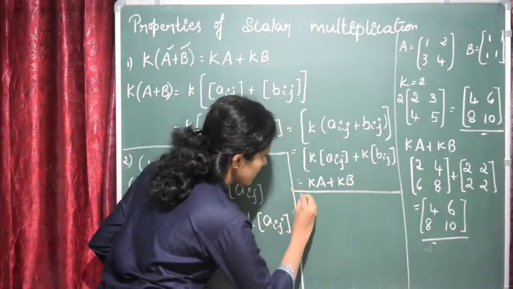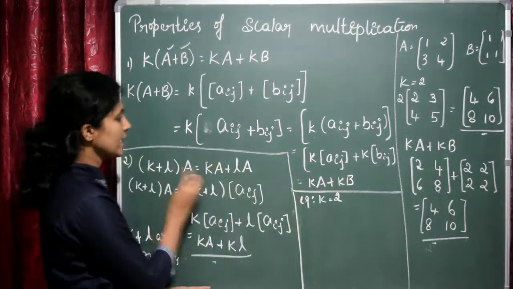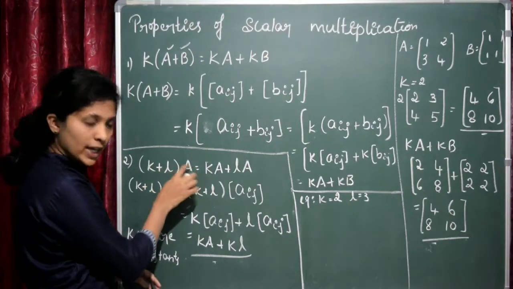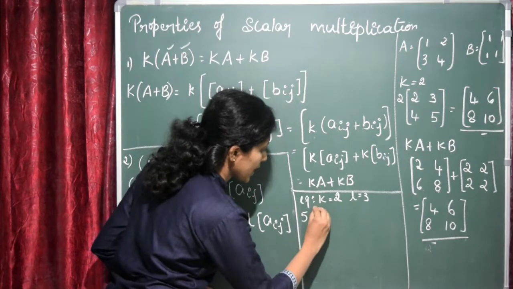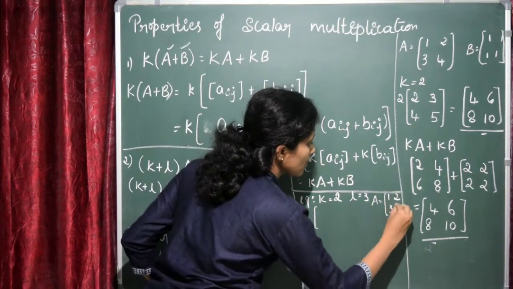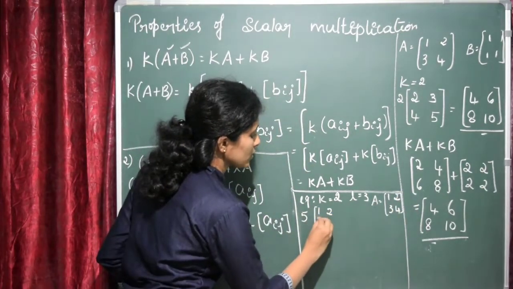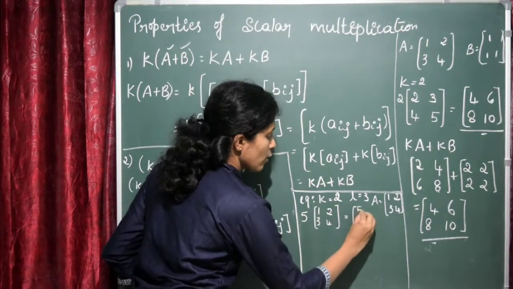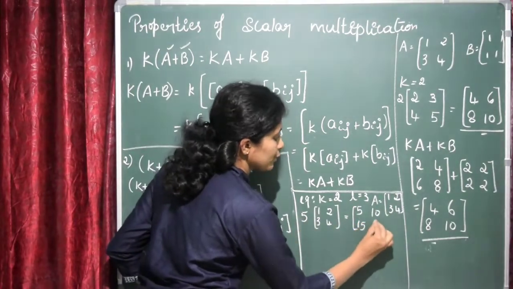I'll consider here an example. We'll consider K is equal to 2 and L is equal to 3. Okay. Now K plus L into A. K plus L will be now 2 plus 3 will be 5 into A. We'll consider the matrix A as, simple example, 1, 2, 3, 4. Now this is 5 into 1, 2, 3, 4. Now we'll multiply this one. This is equal to 5 into 1 is 5. 5 into 2 is 10. 5 into 3 is 15. 5 into 4 is 20.